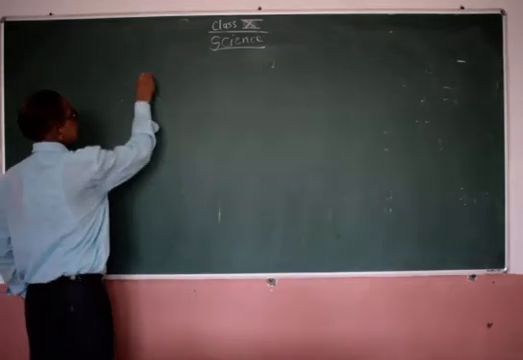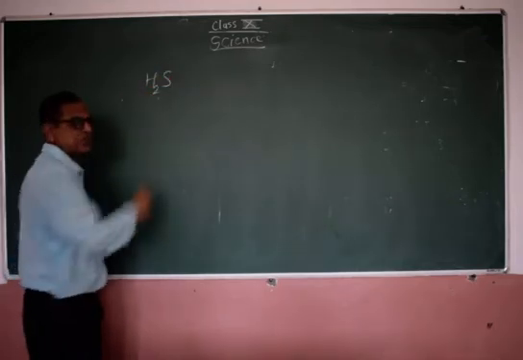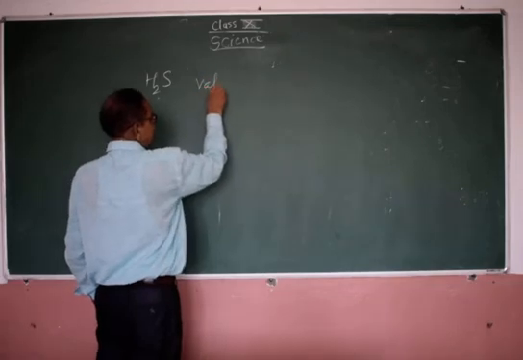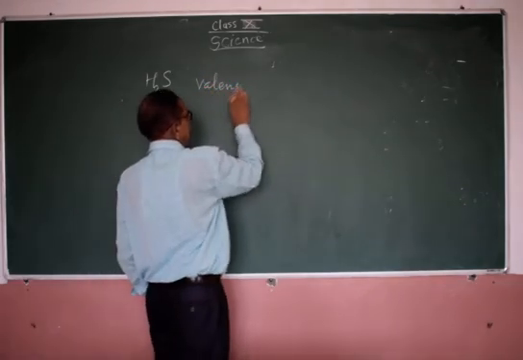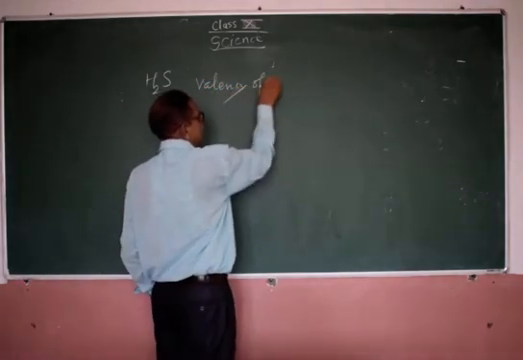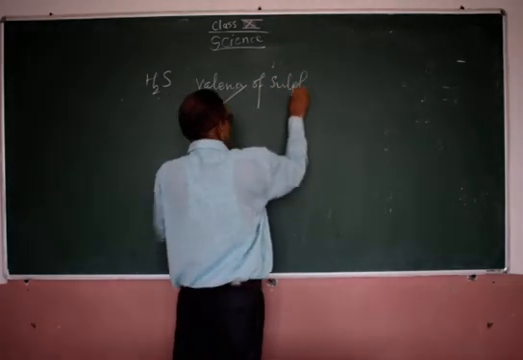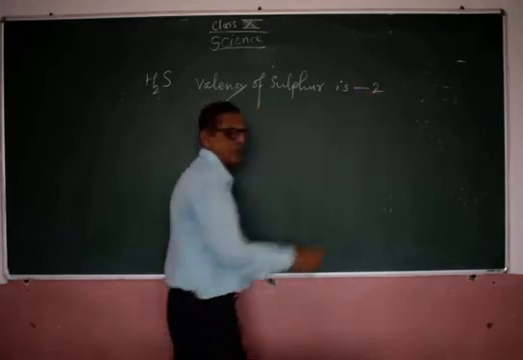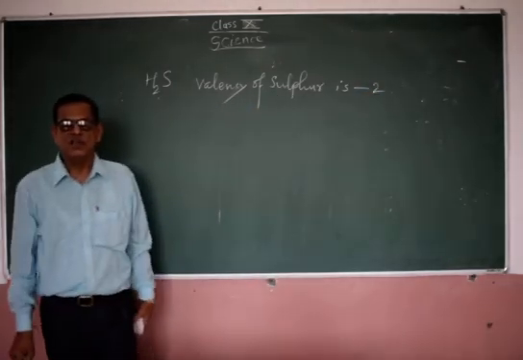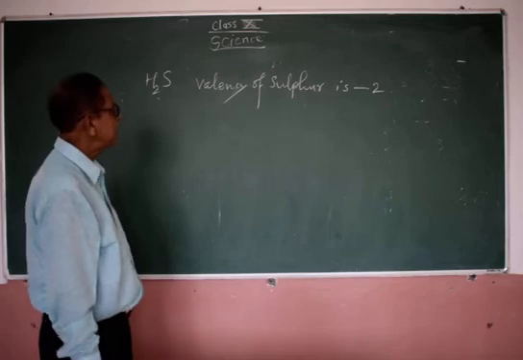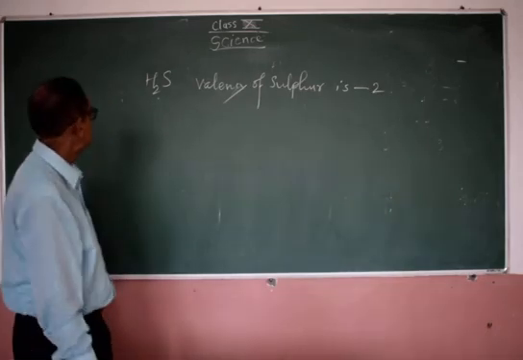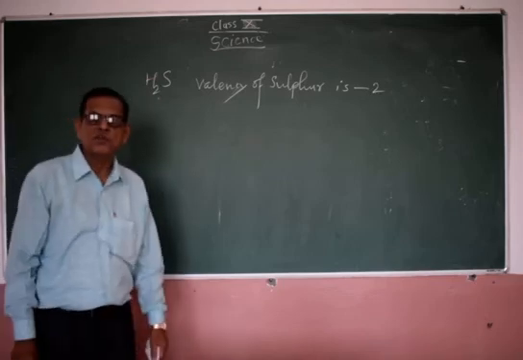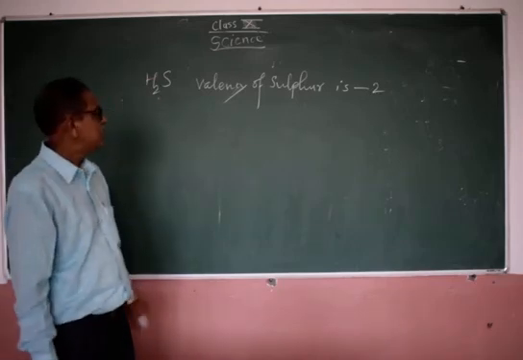For example, H2S, hydrogen sulfide. The valency of sulfur is 2. And how do we calculate that the valency of sulfur is 2? Because 2 hydrogen atoms are combining with 1 sulfur atom, therefore the valency of this sulfur is 2.